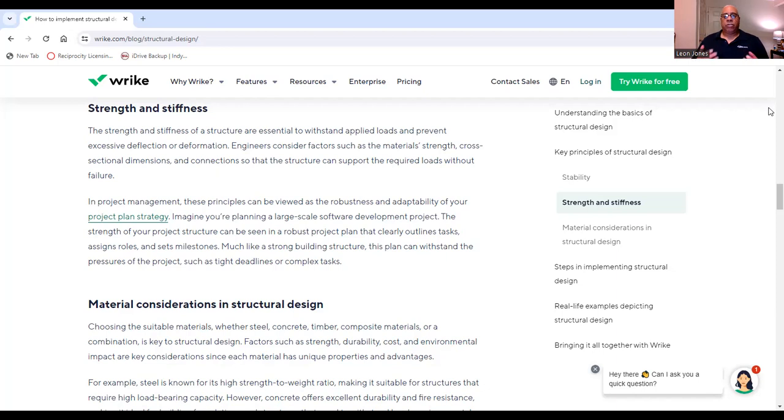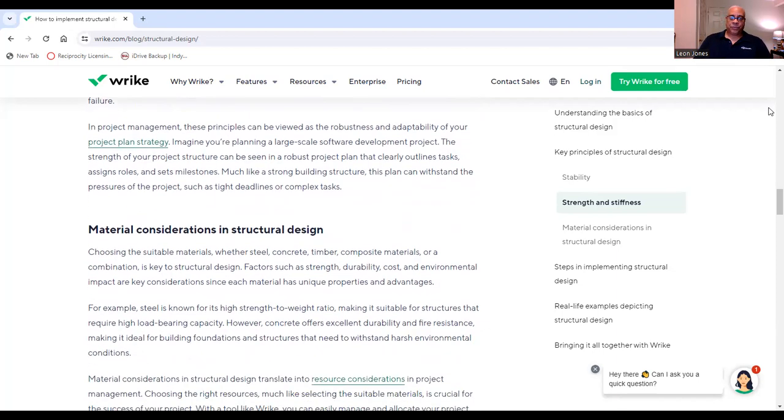So just imagine that you're planning a large scale software development project. Well, the strength of your project structure can be seen in a robust project plan that clearly outlines the tasks, assigns roles, and sets milestones. So much like a strong building structure, this plan can withstand the pressures of the project, such as tight deadlines or complex tasks.